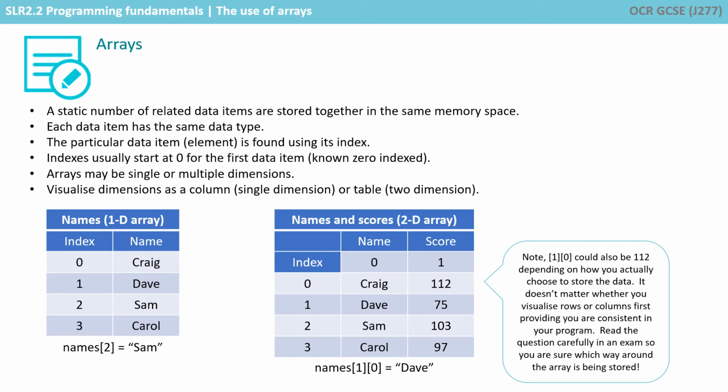You don't, for example, always go down the x-axis and then the y-axis. It doesn't matter whether you visualize rows or columns first, as long as you're consistent in your program. So read the questions carefully in an exam so you are sure which way round the data is being stored.